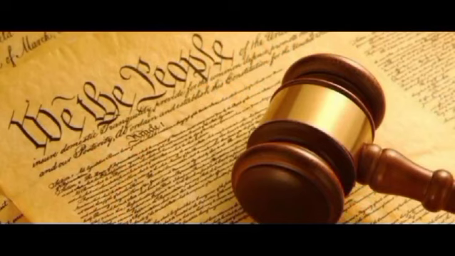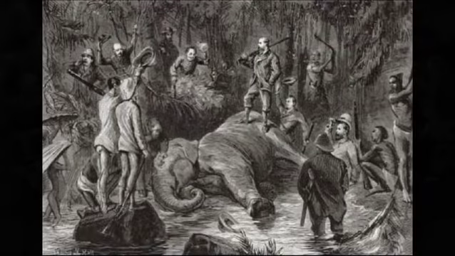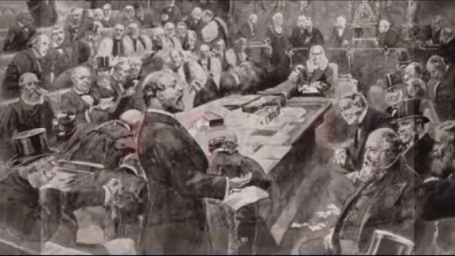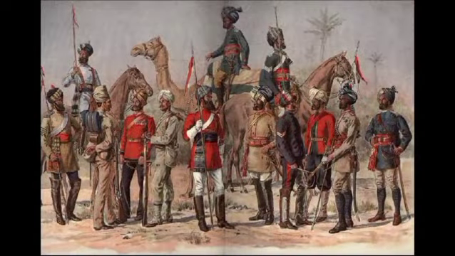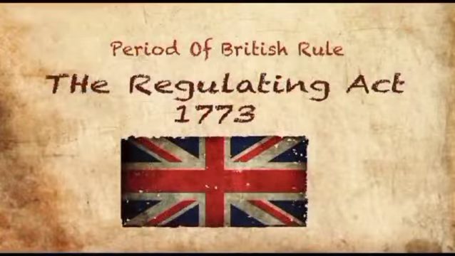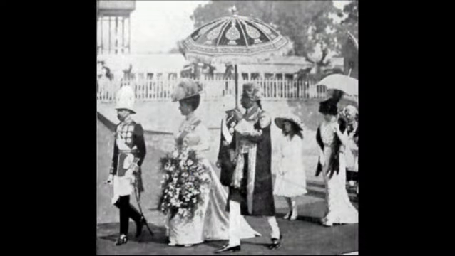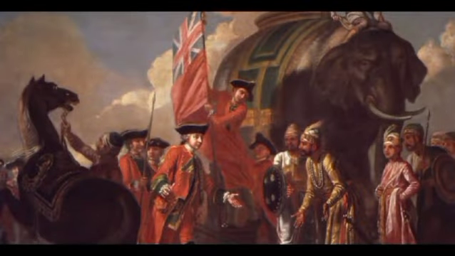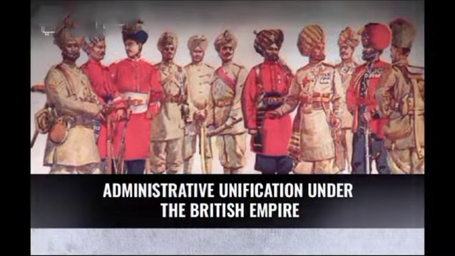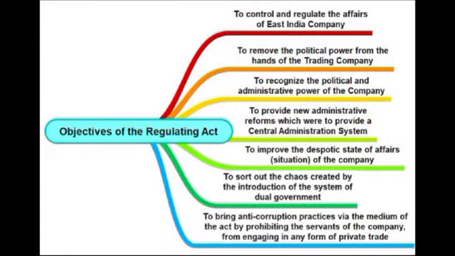From the constitutional point of view, this act had great importance, as through this act the British government started to control and regulate the affairs of the East India Company in India. Through this act, the company's political and administrative functions had been recognized, and this was the first act which laid the foundation of central administration in India. The features of this act were as follows.